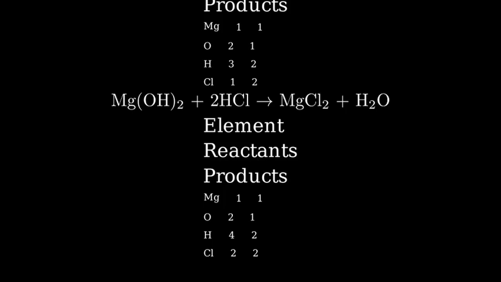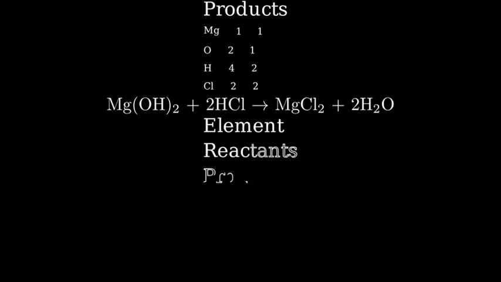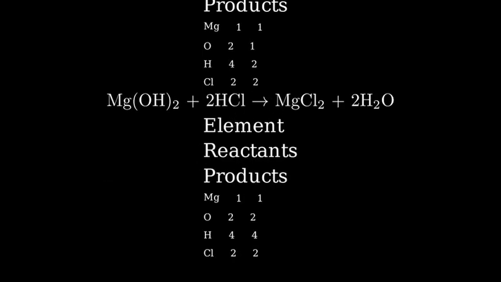Now let's look at hydrogen and oxygen. We now have 4 hydrogens on the reactant side, but only 2 on the product side. For oxygen, we have 2 on the reactant side, but only 1 on the product side. We can fix both of these by adding a coefficient of 2 in front of water. This will give us 4 hydrogens and 2 oxygens on both sides.